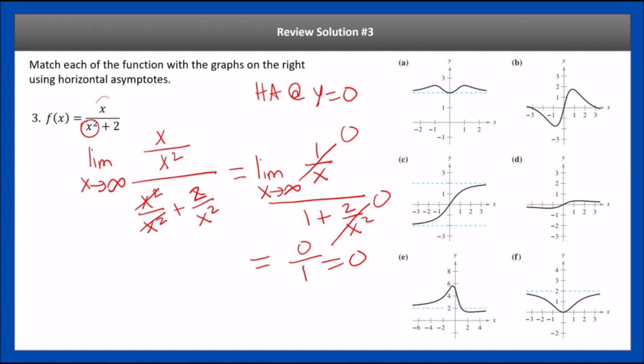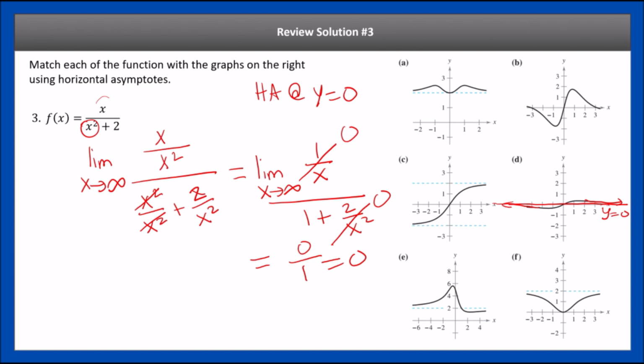So which one has a horizontal asymptote of 0? Well, if you look at the function, this appears to have a horizontal asymptote at 0. It seems this is approaching 0 there, and as x approaches negative infinity, it's also approaching 0. In other words, it's approaching the x-axis, and the x-axis is 0, right? y equals 0. So this looks to be D.